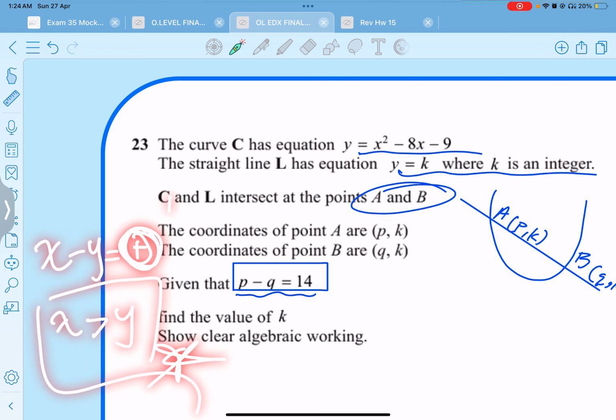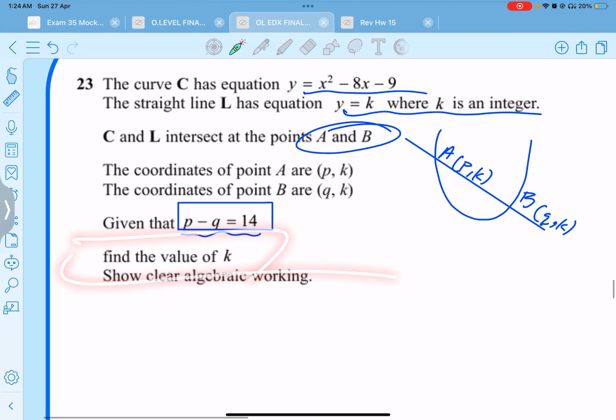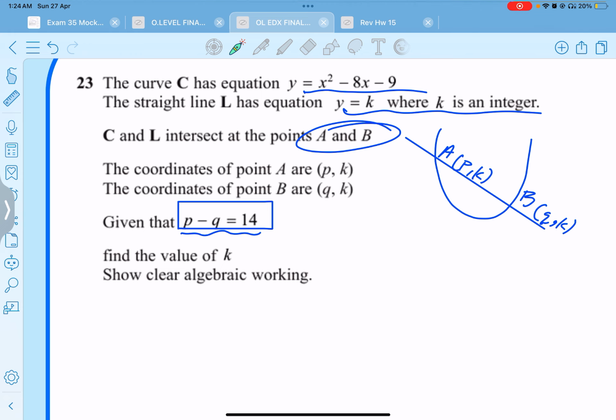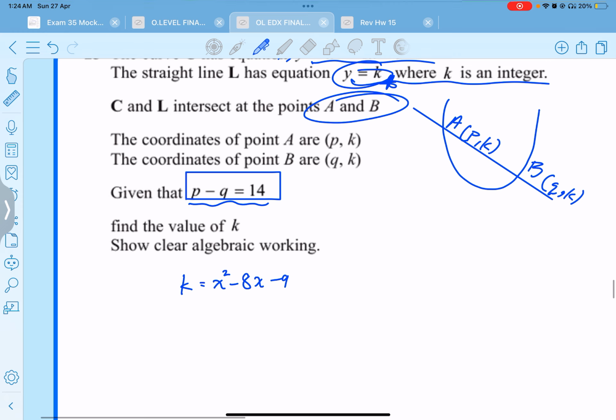Keep this idea in your mind. Find the value of x. So first, I have to substitute with the value of y equal k. I must use this and substitute in this equation. So it's going to be k equal to x squared minus 8x minus 9. I have right now an integer, an unknown with x.